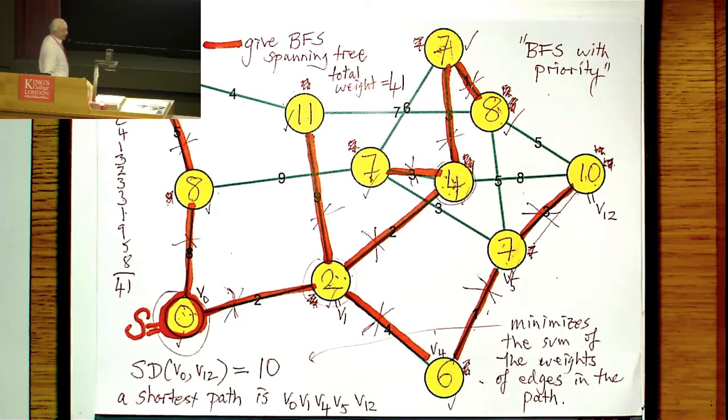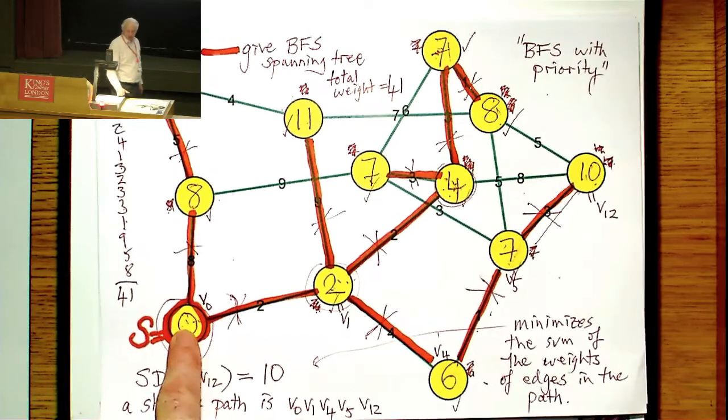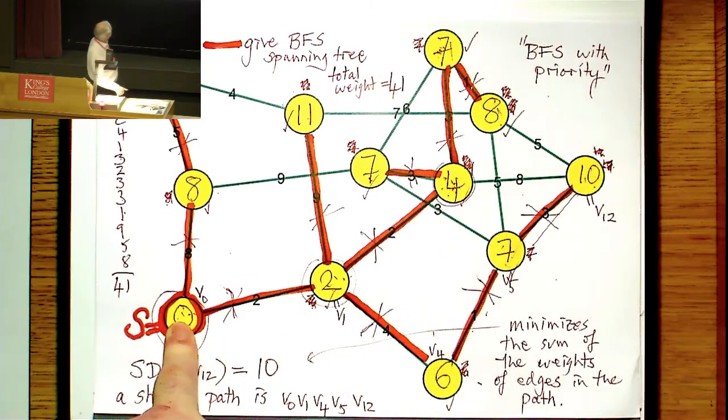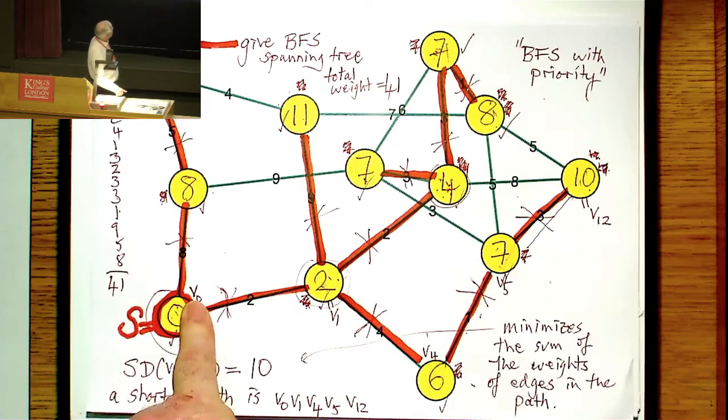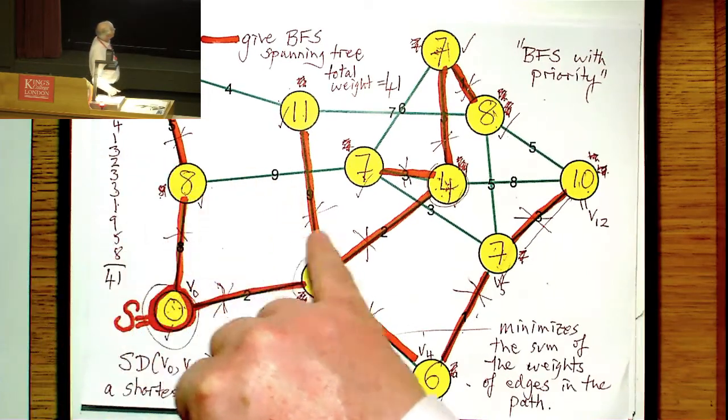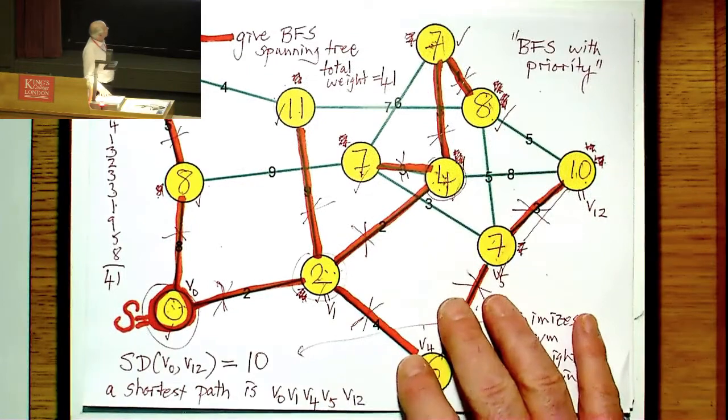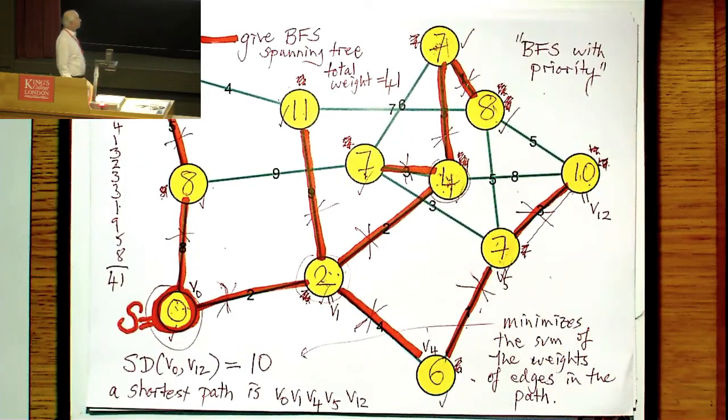That spanning tree came about because we were looking at shortest paths starting at the vertex here. We found shortest paths using Dijkstra's algorithm to every other vertex, and that gives a tree, essentially a breadth first search sort of tree. And we calculated, by adding the weights of each edge, that the total weight was 41.